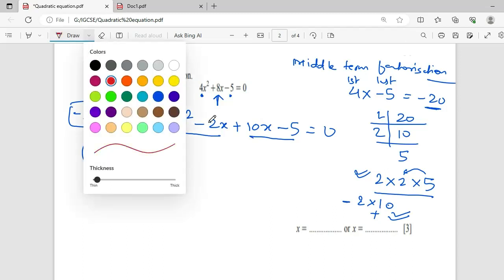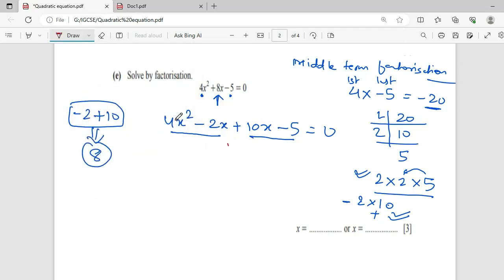So the first group is 4x square minus 2x. If we group these two, what is the common factor? We can take 2x common. So what is remaining here? 2 into 2, 4, so 2 will be there and x will be there, minus 1, because 2x into 1 is 2x. If I take 2x out, 1 will be there. Similarly, if I take 5 out, 5 into 2x minus 1 is equal to 0.